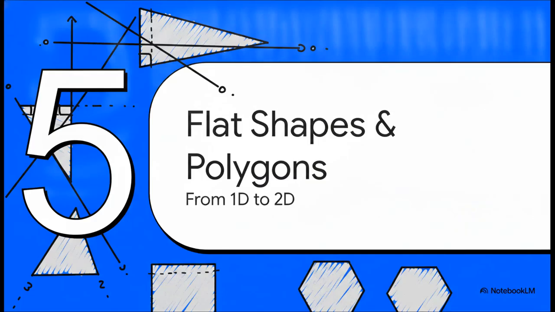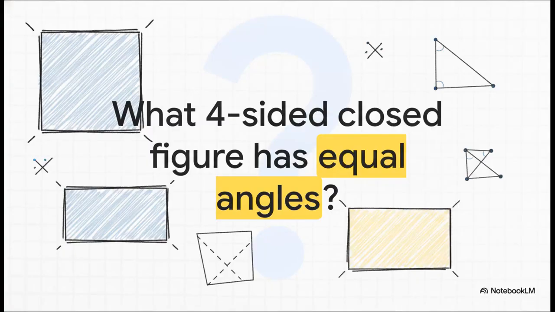Finally, we arrive at Section 5, Flat Shapes and Polygons. Once we lock multiple intersecting lines and their distinct angles together on a flat plane, we step up from the one-dimensional world and enter the two-dimensional world of flat shapes, also known as polygons. To test how well we can visualize this translation from lines to shapes, the source poses a really fun riddle.